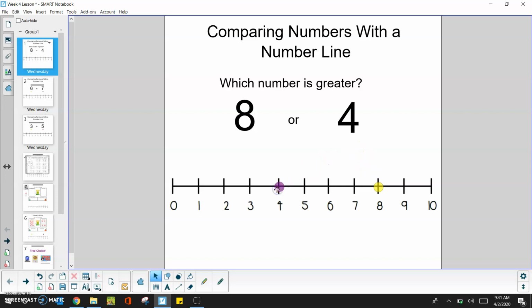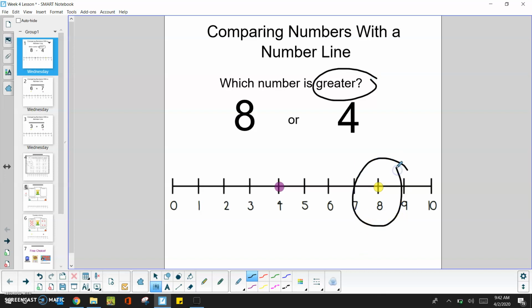So when we talk about greater, remember, we think that greater means bigger. So our word greater right here means bigger. So let's look at that. Which number is bigger? Which number is greater? We know that 10 is our greatest number on our number line, and 0 is our smallest number. So which number is closer to 10, 8 or 4? Hopefully you're thinking like I am, that 8 is closer to 10, so we know that 8 is greater than 4. You guys ready to try our next problem?